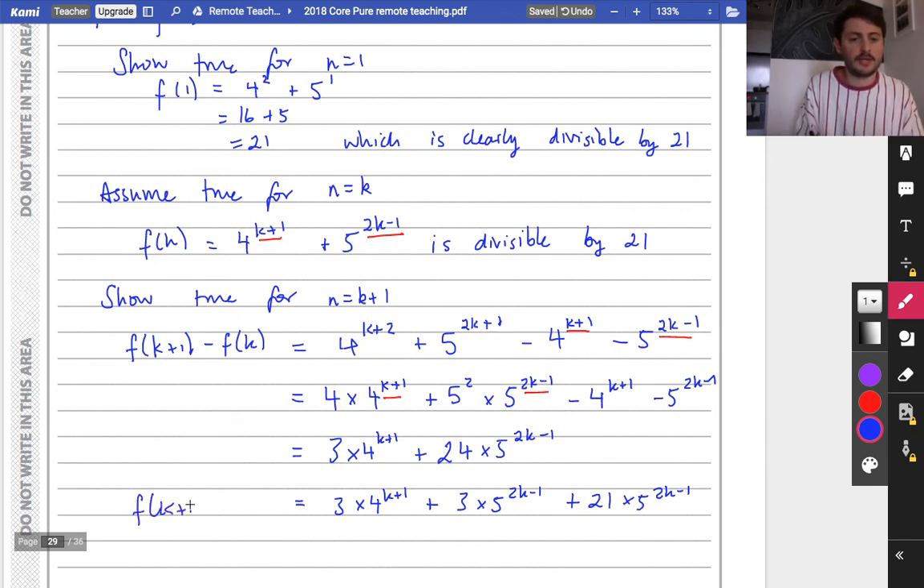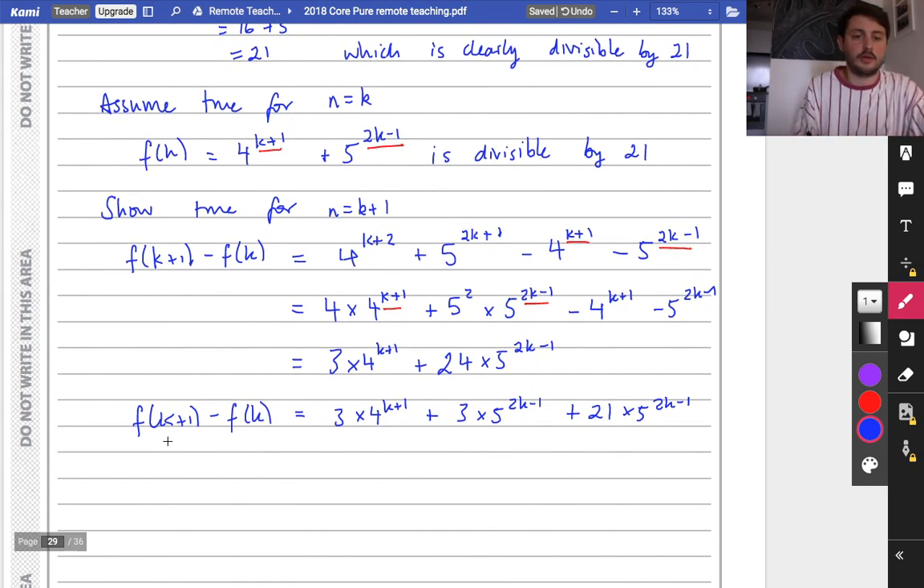Let's bring this back down here because I think I'm going to need it. So we have that f of k plus 1 minus f of k is equal to, well, this thing here is f of k, but it's just been multiplied by 3. Plus 21 times 5 to the 2k minus 1.